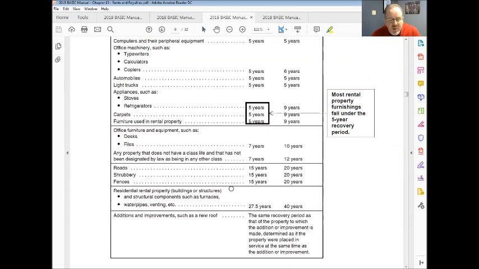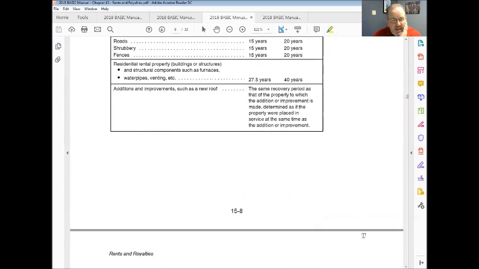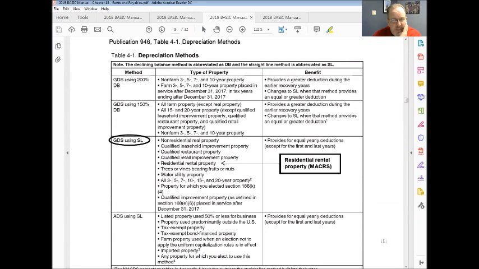Things that we do there that, again, add value to the property, those capital improvements, if you will, that we do on there have that 27 and a half years that we use under our MACRS GDS system, okay? All right, so we have that. Talk about MACRS here. We're still going to use MACRS and GDS, so we have that.